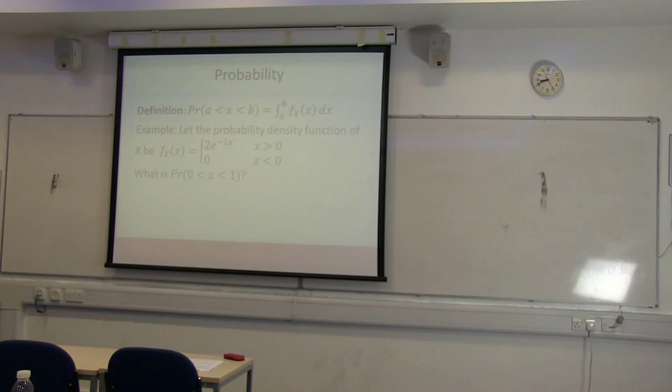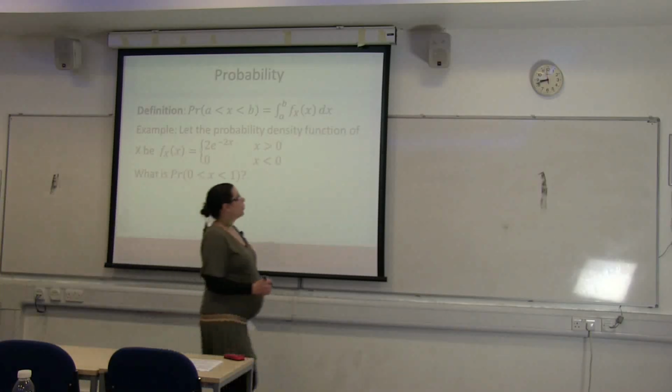So basically, f_X(x) is the density function. It's your probability density function, the PDF. Okay, so that's an example there. So what is the probability of this random variable taking values between 0 and 1? The density is 2e^(-2x). So that is 1 on top, 0 below.